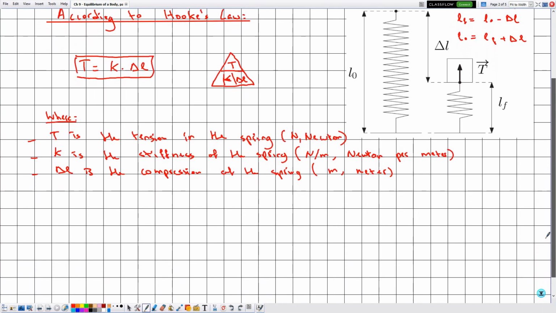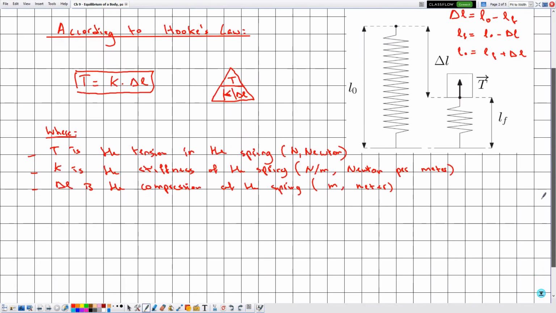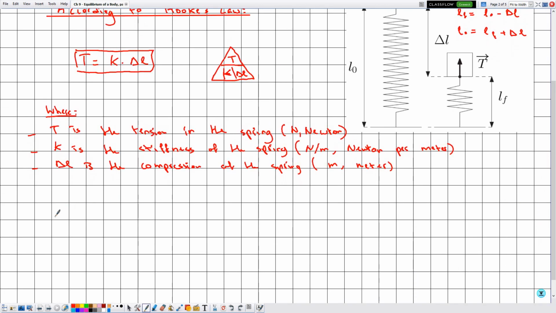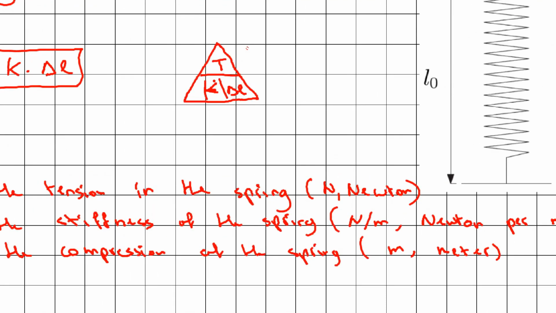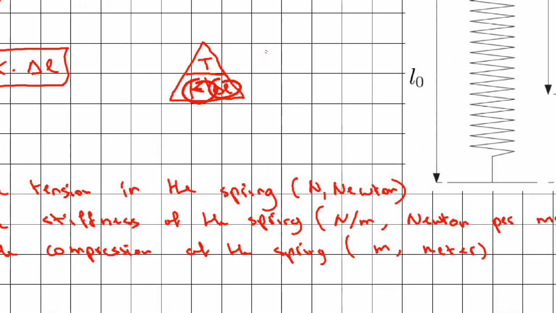And now let me add the following important notes. Let's consider the following note. So notice that in this case, T and delta L are neighbors living in the same floor, so they hate each other. If T increases, regarding K and delta L, they are neighbors living in the same floor, so they hate each other, then they are inversely proportional.